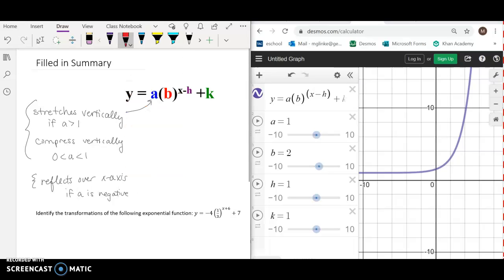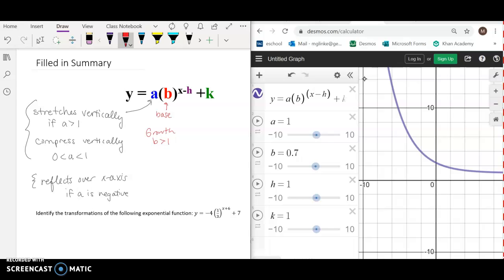So B is your base. This is a good one to identify. We've been talking a little bit about your bases before, but here it is again. Depending on your base, your graph is either going to be growth or decay. And so your graph looks different based off of those. It's going to be growth if your base is greater than 1. It can be even 1.1 and it would still be growth. Or it's going to be decay if your base is a fraction in between 0 and 1.